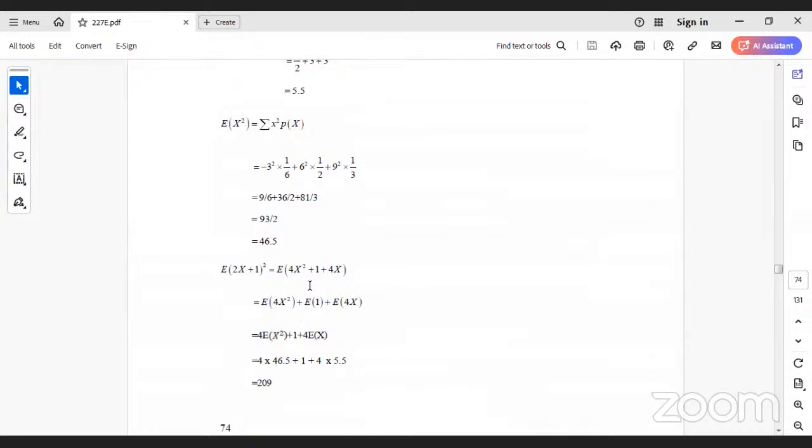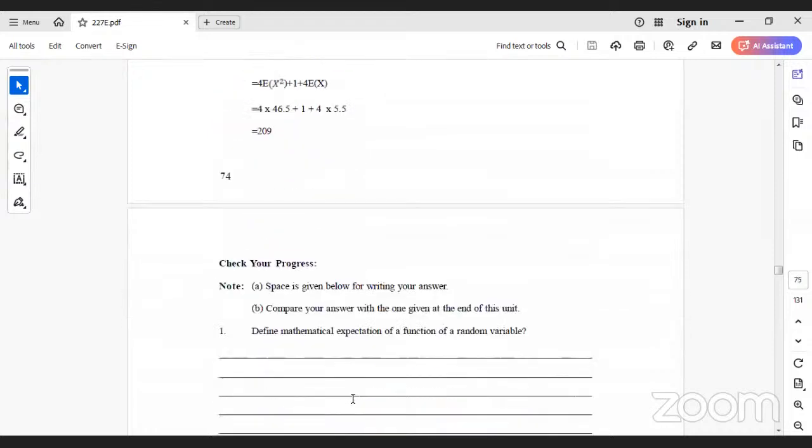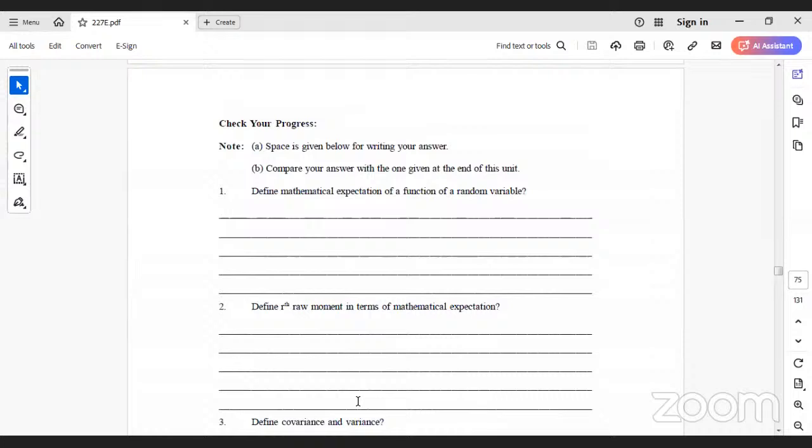E of (2X plus 1) whole square is E of 4X square plus 1 plus 4X, that is E of 4X square plus E of 1 plus E of 4X. Then 4 is common: 4 E of X square plus 1 plus 4 E of X. Here E of X square is 46.5 and E of X is 5.5. So 46.5 into 4 plus 1 plus 4 into 5.5, that is 209. This is the basic fundamental.